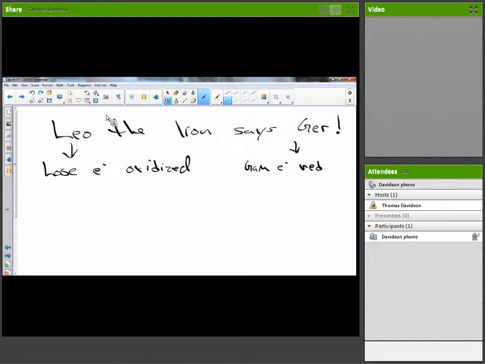So here we go. What does the second one say? Gain, G-A-I-N, electrons, reduced. Now, remember the very first slide that we showed yesterday, it said that you have to have oxidation and reduction. You can't have one without the other.